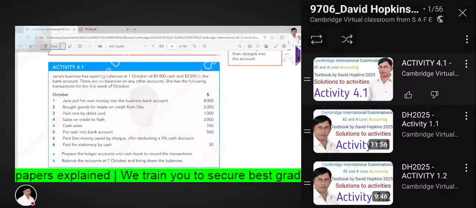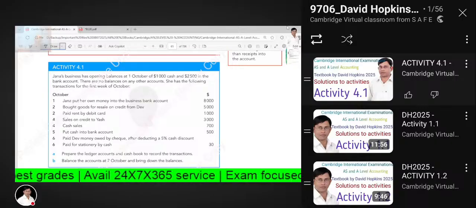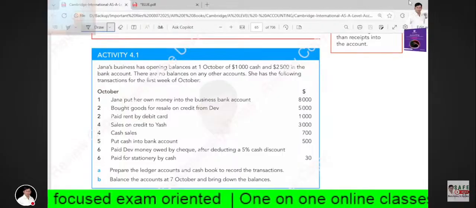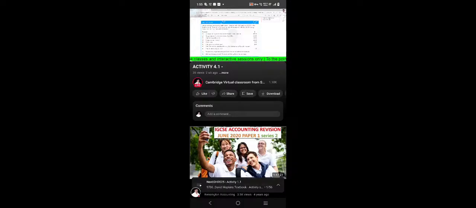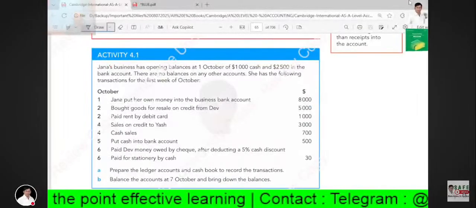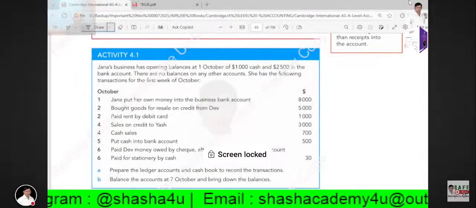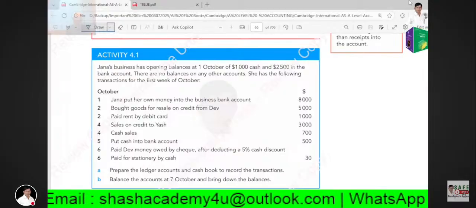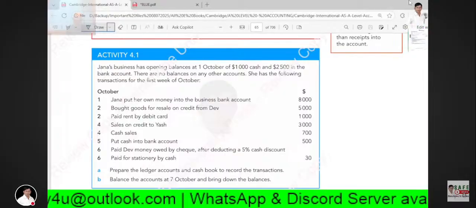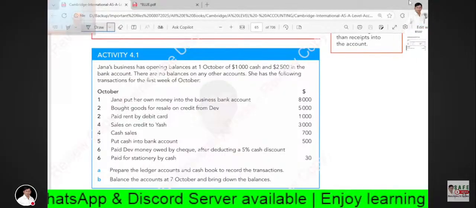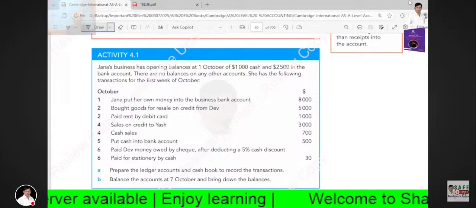Balancing the accounts. So Jana's business has opening balances at 1st October: $1,000 cash and $2,500 in the bank account. There are no balances on any other accounts. She has the following transactions for the first week of October. October 1st, Jana put her own money into the business bank account, 8,000.